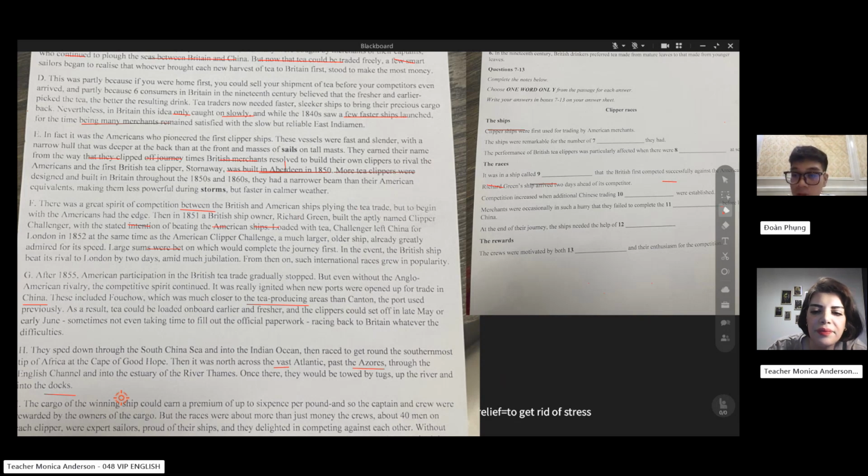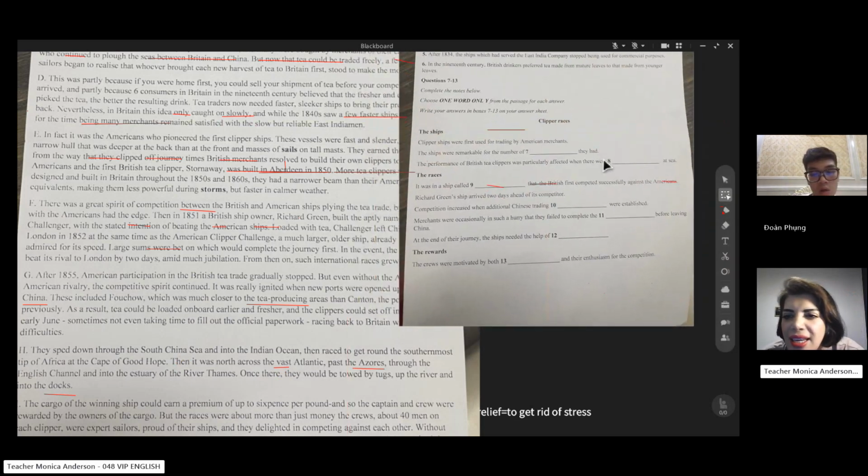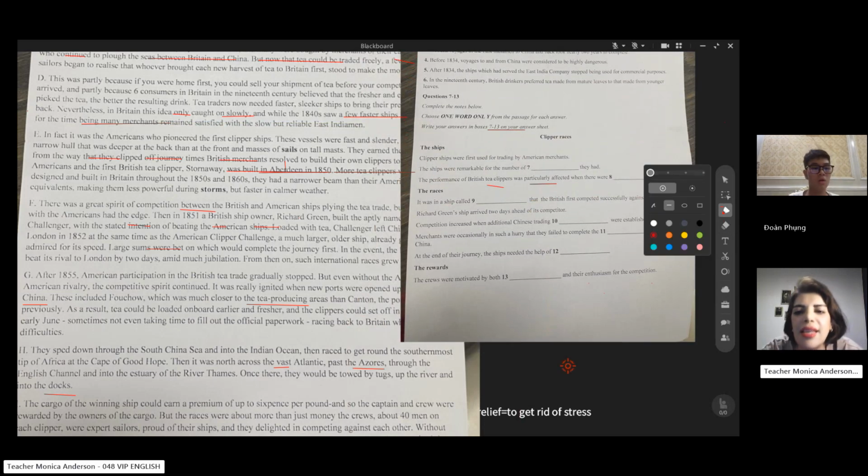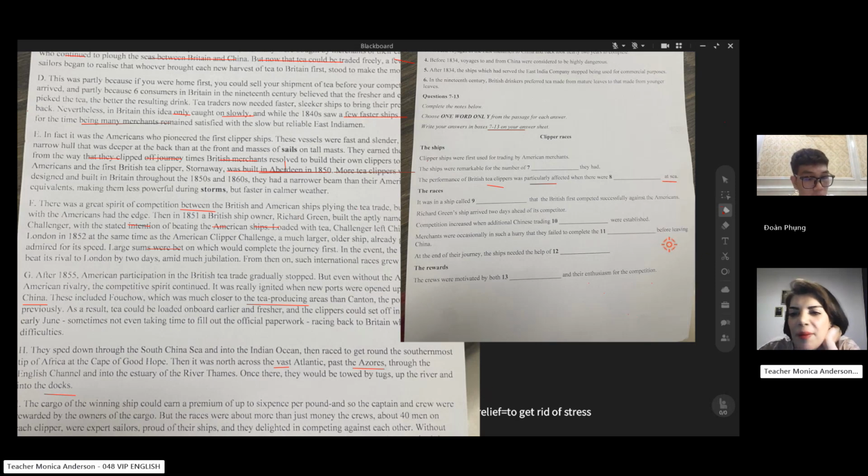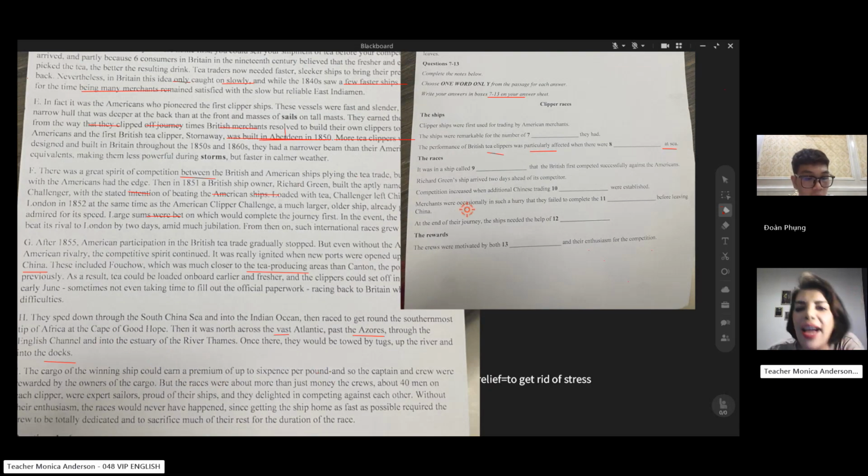Past the Azores through the English Channel into the estuary of the River Thames. So let's see. Oh, let me put this one here so that I can see it. Okay. So again, a keyword. They were occasionally in such a hurry that they failed to complete the what? Okay, before leaving China. So let's find. You need to find. Hurry, failed.